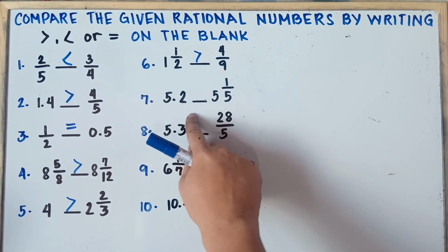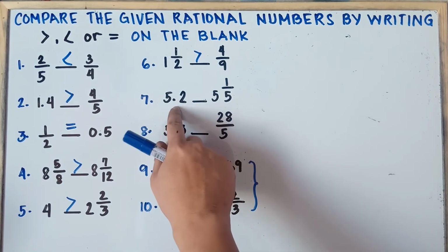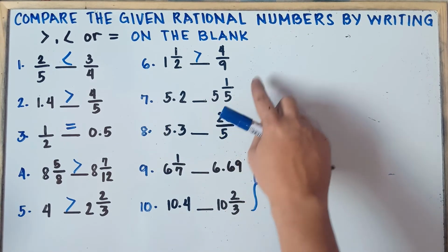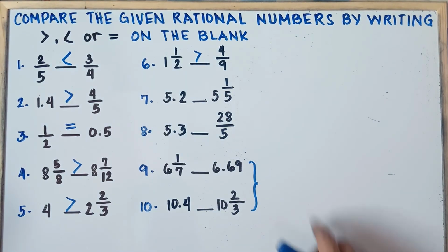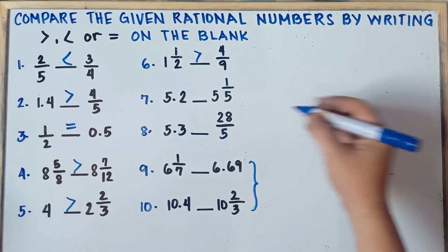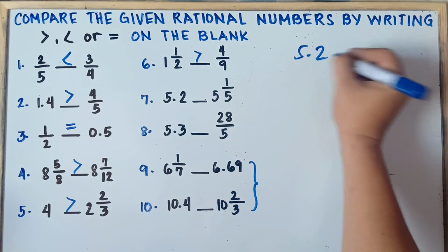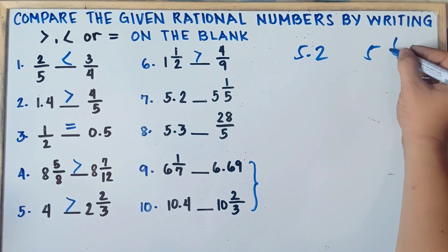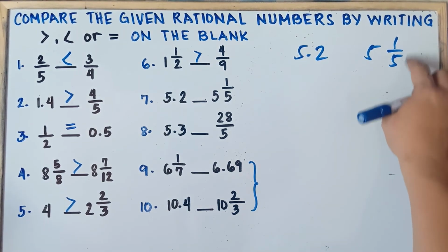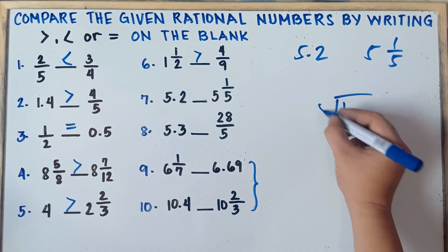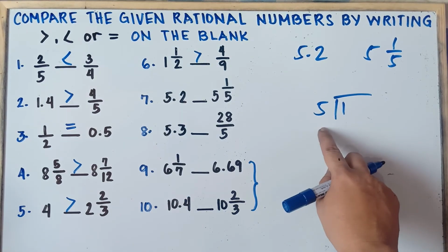So 5.2, we can convert this decimal into a fraction or this fraction into a decimal. So which do you prefer, class? It's up to you, class. So let's just convert this one, the fraction, into a decimal. So we have given 5.2 and then 5 and 1/5. So let's divide this one to make this one into a decimal. 1 divided by 5. So 1 divided by 5, that cannot be.